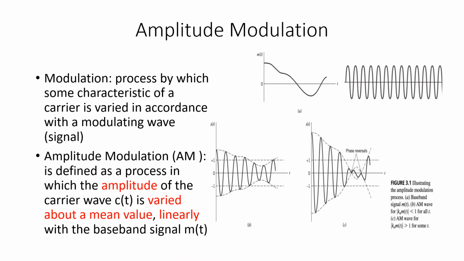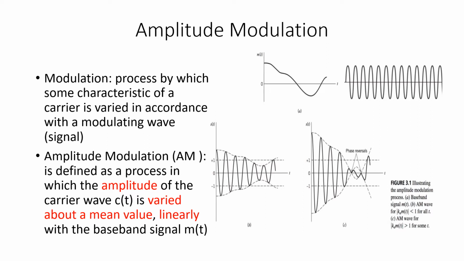Now, to start with, as you all are aware, modulation is the process by which some characteristic of the carrier is varied in accordance with the modulating wave. As per your textbook, amplitude modulation is the process in which the amplitude of the carrier wave is varied about a mean value linearly with the baseband signal m of t. I believe that is a complete definition for amplitude modulation.